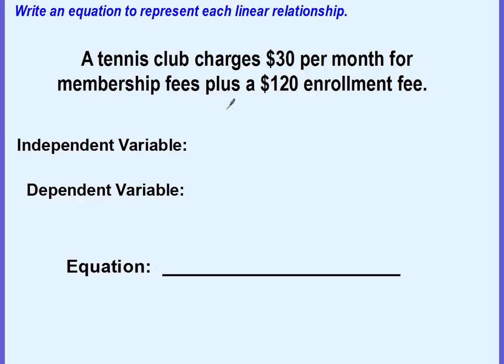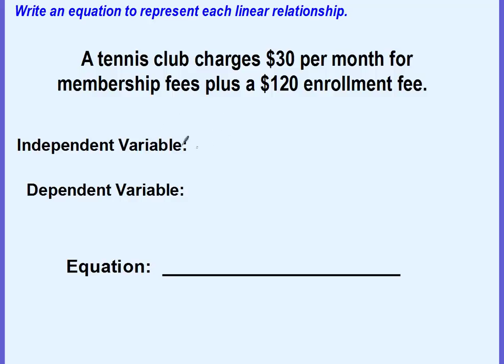Okay, so let's go ahead and write an equation to represent each linear relationship. A tennis club charges $30 per month for membership fees plus a $120 enrollment fee. We need to define our independent variable and our dependent variable. So think about, what are the two things that you're comparing? We're comparing the monthly fees to the total fee.